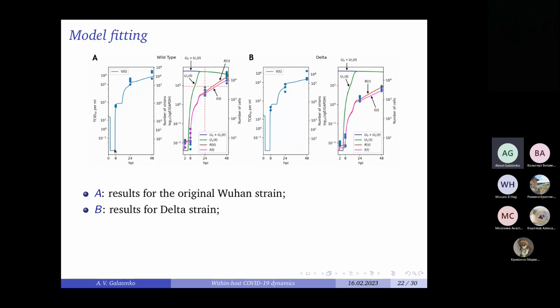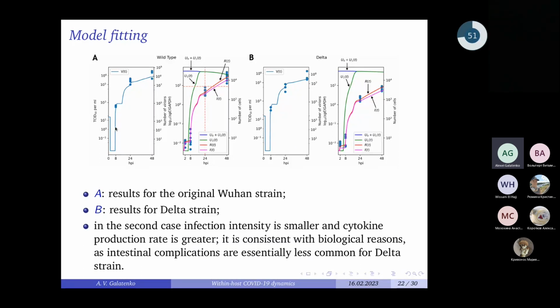The left-hand side corresponds to the Wuhan strain, and the right-hand side corresponds to the Delta strain. As you can see, our curves produced by the solutions of the system of equations with the parameters found using this gradient procedure adequately reflect the behavior of the model. You see that in the second case, the intensity is smaller. The number of infected cells is smaller, and the number of viral particles is also smaller.